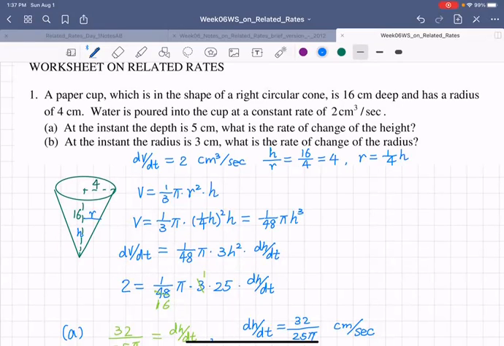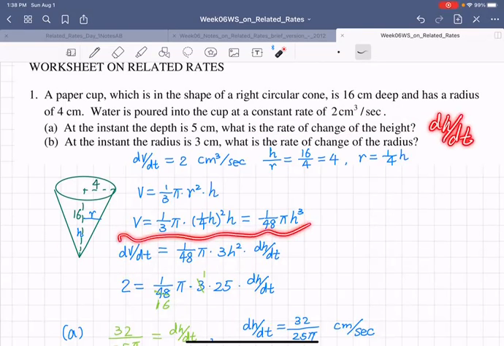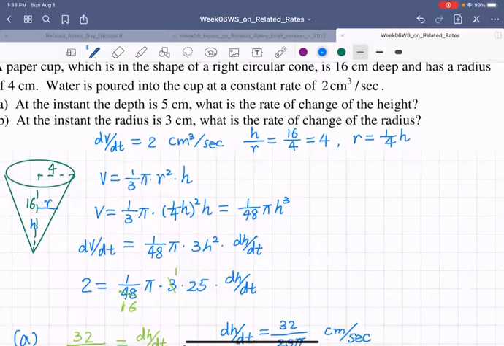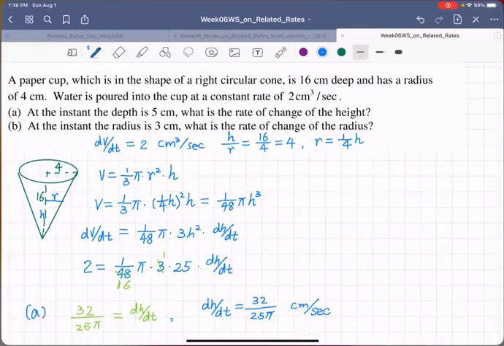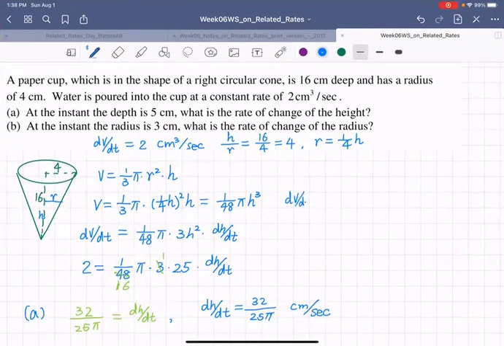Okay. Now, we were given dV over dt. We want to find the rate of change of the height. This is dh over dt. So let's do this, okay? We want to take the derivative of your left and right sides relative to time. So on the left, dV over dt equals who?